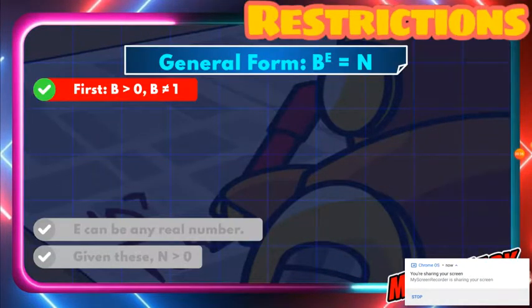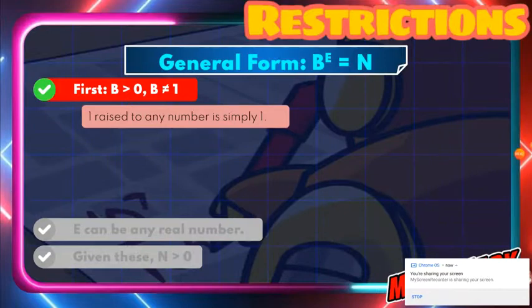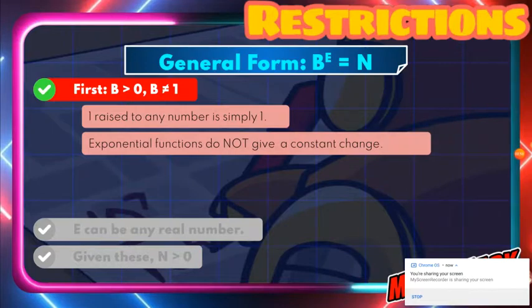So first, the base should always be greater than 0, but not equal to 1. It's because 1 raised to any number, large or small, is simply 1, and it's constant, which doesn't match the definition of an exponential function. Exponential functions do not give a constant change.